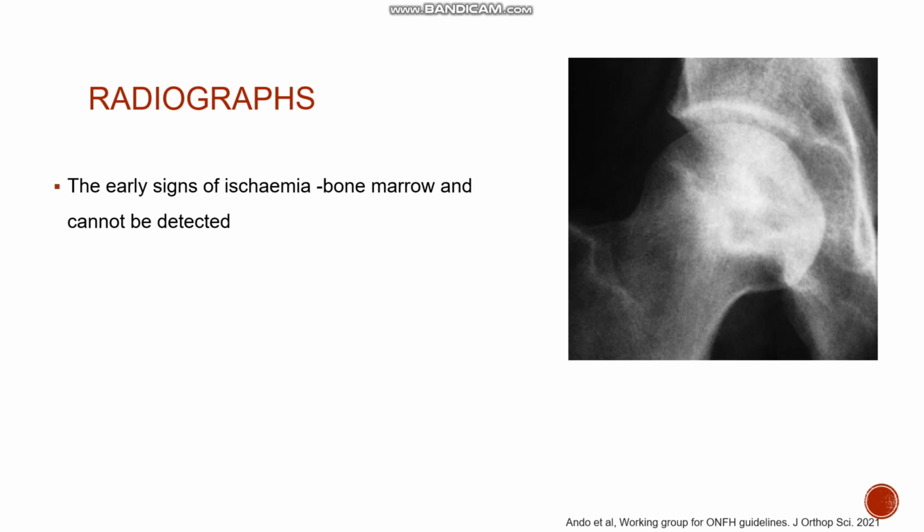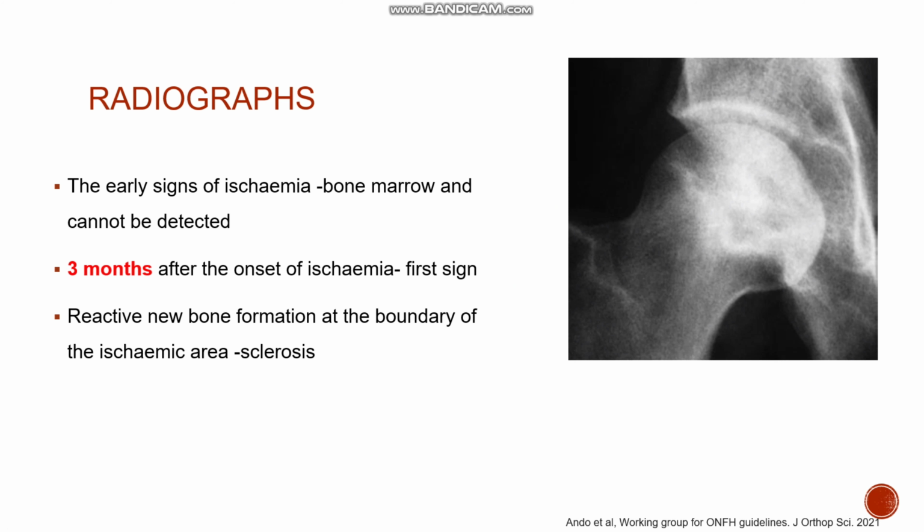Firstly, if a patient presents to us with hip pain and we are strongly suspecting osteonecrosis or AVN of the hip, we get a plain radiograph. That is an AP of the affected hip and the lateral view, that is the frog lateral view. These show the early changes of ischemia in the bone marrow, which cannot be detected until 3 months since the initial insult or the first signs of ischemia are seen.